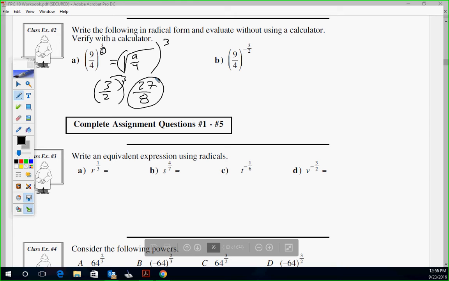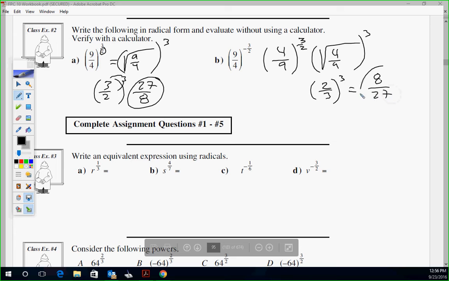Okay, now we're looking at the exact same thing, but with a negative 3/2. So all that's going to happen here, if we have a negative, what do we do with the fraction in our warm-up? Flip it. So it's just going to be 4/9 to the 3/2. I'm going to do the same process. Square root of 4/9 cubed, 2/3 cubed, 8/27. So as you can see, it's just flipped. Because the negative exponent, the negative 3/2.